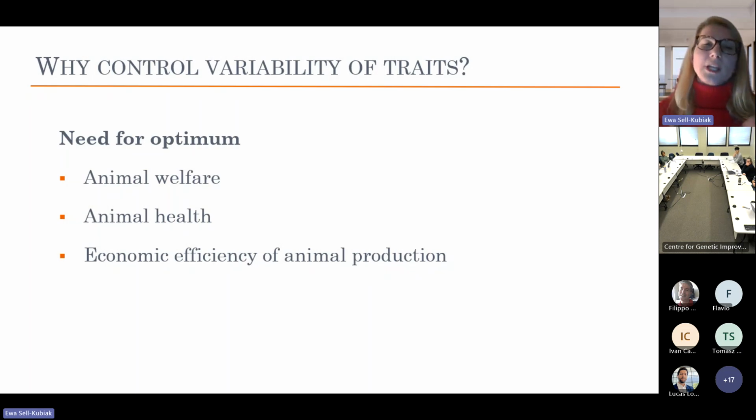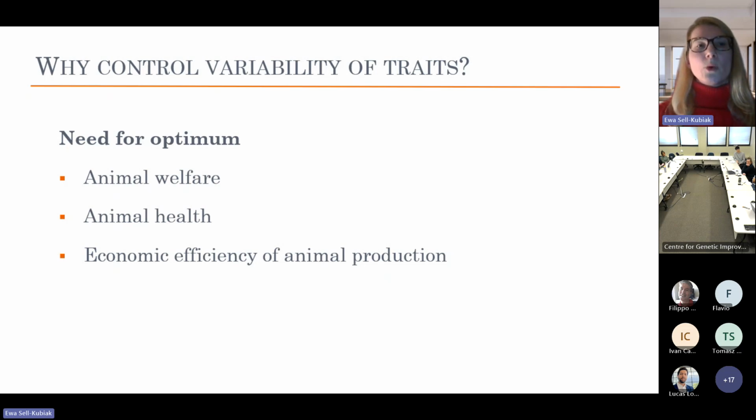Why do we care? Maybe it was a brief info about humans, but now, of course, going back to animals, we will not control the variability of traits in humans. I hope it will never happen. But why are we interested in this when it comes to animals? Well, we're thinking about animal welfare, health, and of course, as I mentioned at the beginning, economic efficiency of animal production.